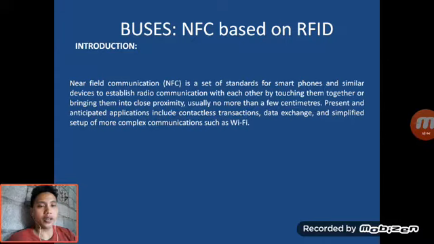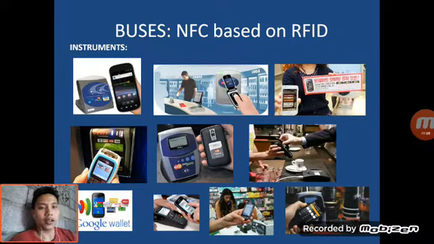NFC based on RFID. Introduction. NFC or Near Field Communication is a set of standards for smartphones and similar devices to establish radio communication with each other by touching them together or bringing them into close proximity, usually no more than a few centimeters. Present and anticipated applications include contactless transactions, data exchange, and simplified setup of more complex communications such as Wi-Fi. And the instrument uses NFC.